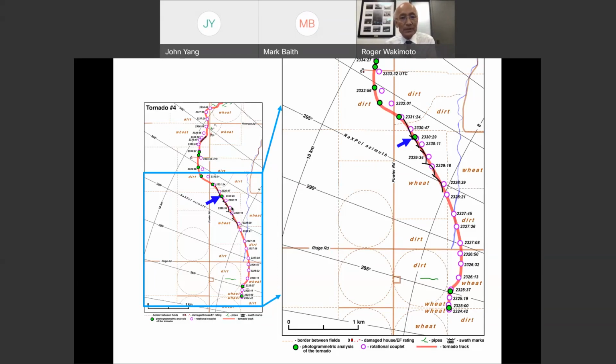The red line represents the tornado track. The circles represent the location of the tornado, all time stamped. And I think the only other thing I want to mention is the blue arrow. That's going to be the first analysis. I'm pointing at the time and the location on the track where I'm doing the first analysis.